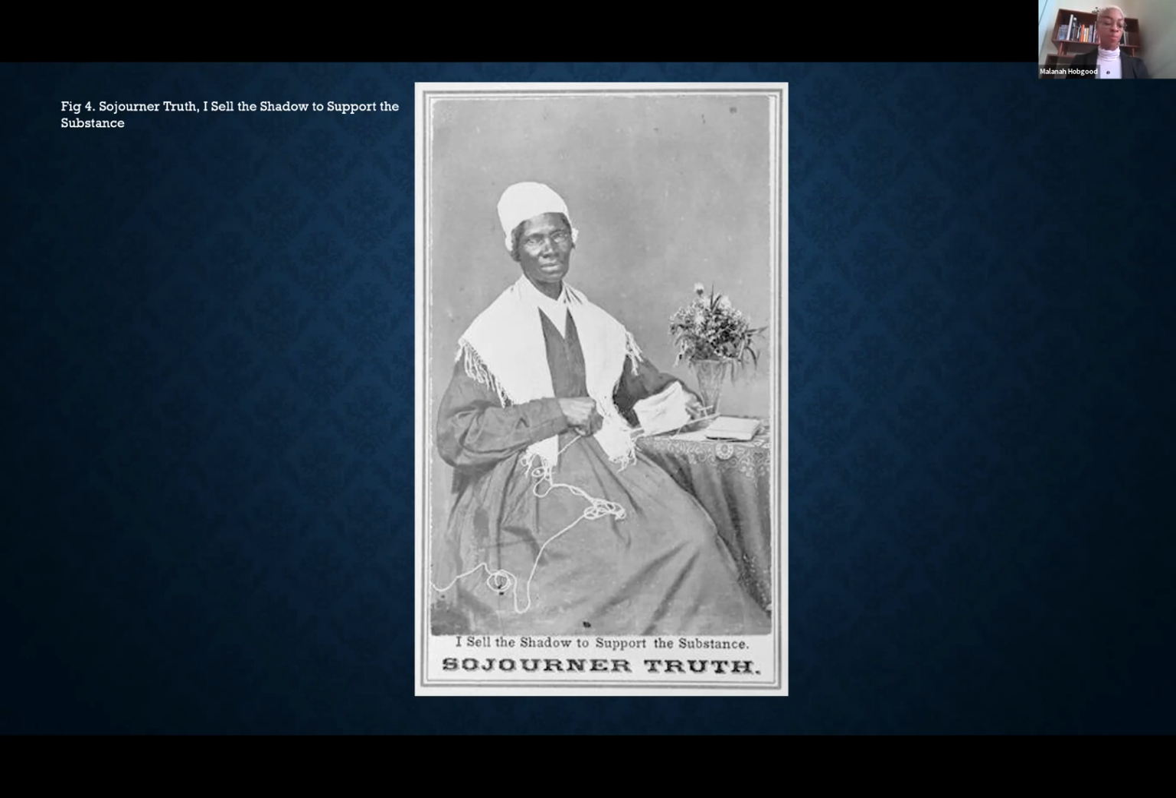Sojourner Truth made the conscious decision in her self-fashioning of her carte de visite to make it more marketable. By selling her image after her speeches, this created an identity of herself that was connected to the abolitionist movement and women's rights. By capturing her image, I Sell the Shadow to Support the Substance, this aligned her with paper money, adding value to herself, which was deliberate. She copyrighted her image so it remained her own property and not someone else's, which maximized her profits.